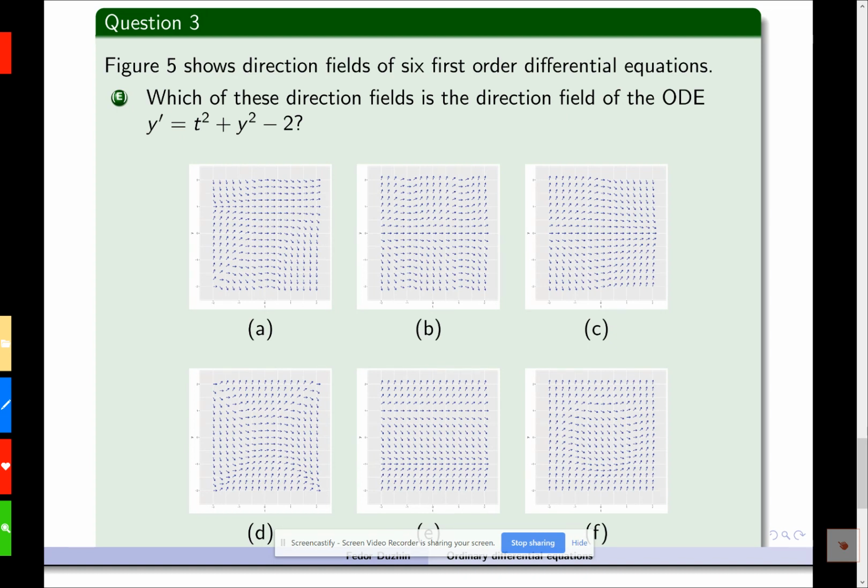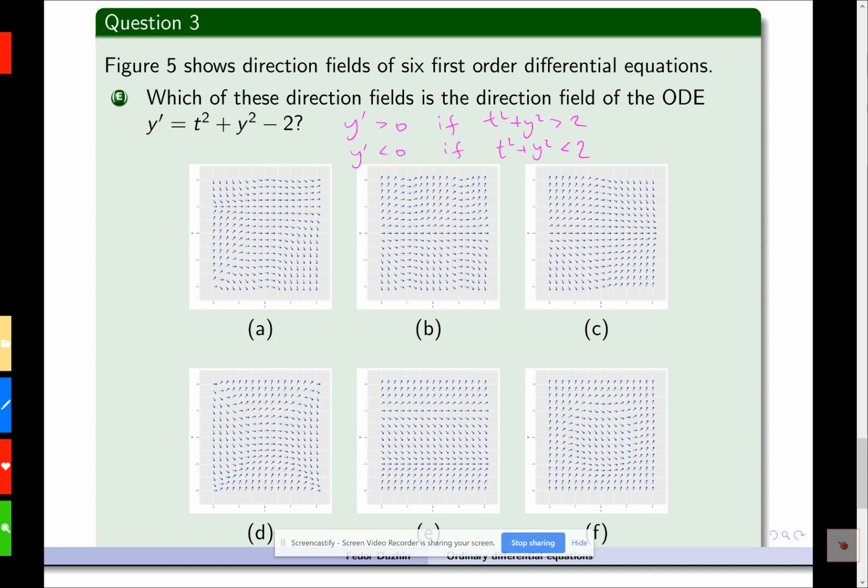So here we have direction fields of the same differential equations. Which of these direction fields is the direction field of the differential equation y prime equals t squared plus y squared minus 2? Well, let's try to reason logically. Let us think for which values of t and y the right hand side of this differential equation is positive, and for which values is negative. Notice that y prime is positive if t squared plus y squared is bigger than 2, and y prime is negative if t squared plus y squared is less than 2.